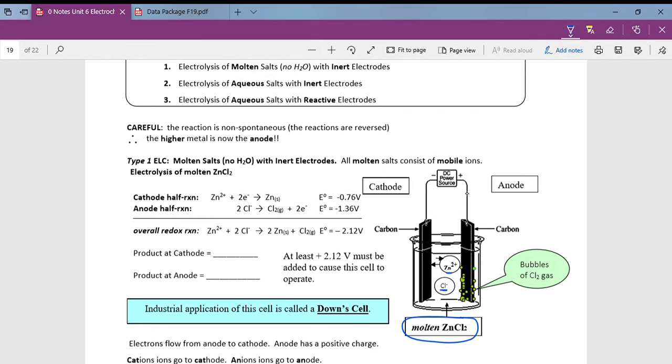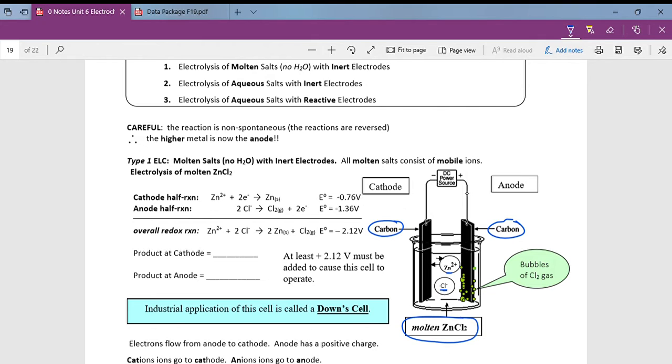And so the key thing is that you're just going to have these inert electrodes, so they're not part of the reaction. They don't have to be zinc or chloride, but you've got these inert electrodes. So for this example, we've got carbon electrodes, and we're still going to have electrons flowing, but you're going to cause the electrons to flow by supplying them.